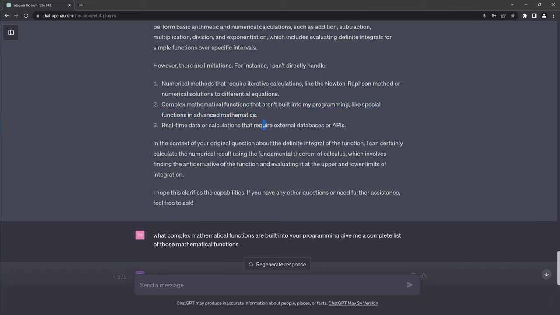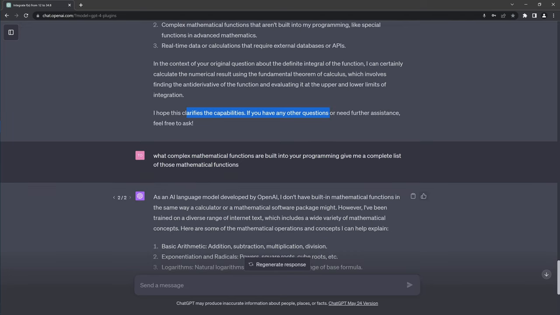Real-time data or external databases, this is clear. We're not talking about external data. I just want to know about the computational mathematical capability that GPT-4 has. So in the context of your original question about the integral of the function, I can certainly calculate the numerical result using the fundamental theorem of calculus. And it showed us the fundamental theorem of calculus. Yes, I hope this clarifies. And now I'm a little bit emotional, because I do not like it if a stupid machine lies to me.